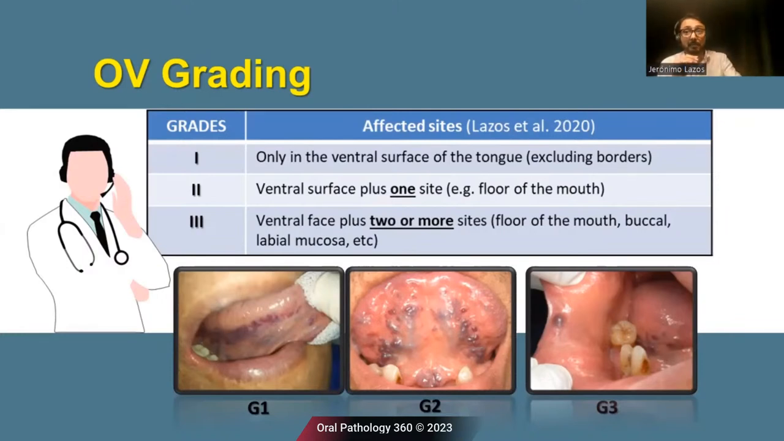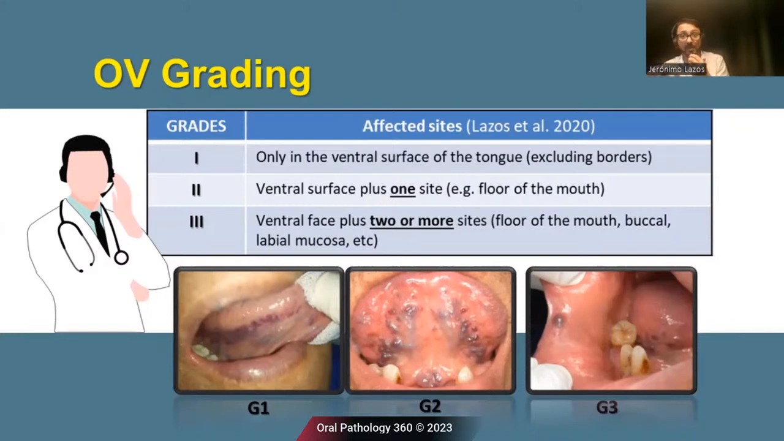So varices OB grade 2 is ventral surface of the tongue plus one site. And lastly, grade 3, that is grade 1 plus two or more sites affected. For example, the patient has varices on the ventral surface of the tongue, floor of the mouth, and labial mucosa.